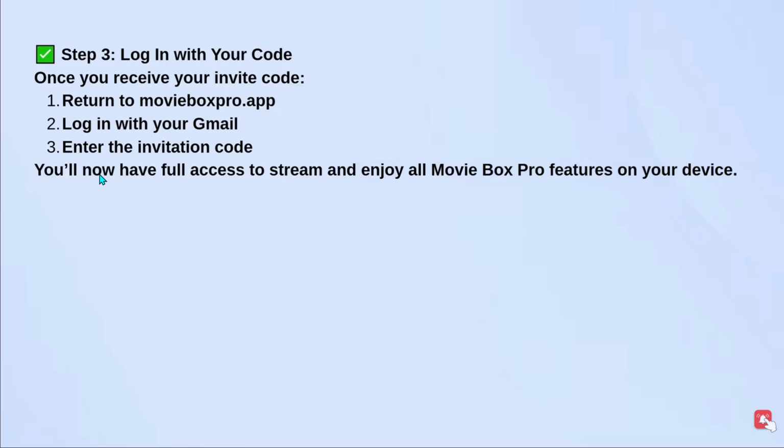Once you finally receive a working code, return to the MovieBox Pro login page, sign in with your Gmail, enter the invitation code in the required field, and complete the setup. After it verifies successfully, your account becomes active and you can start browsing, loading your library, and streaming directly through the website or compatible devices.